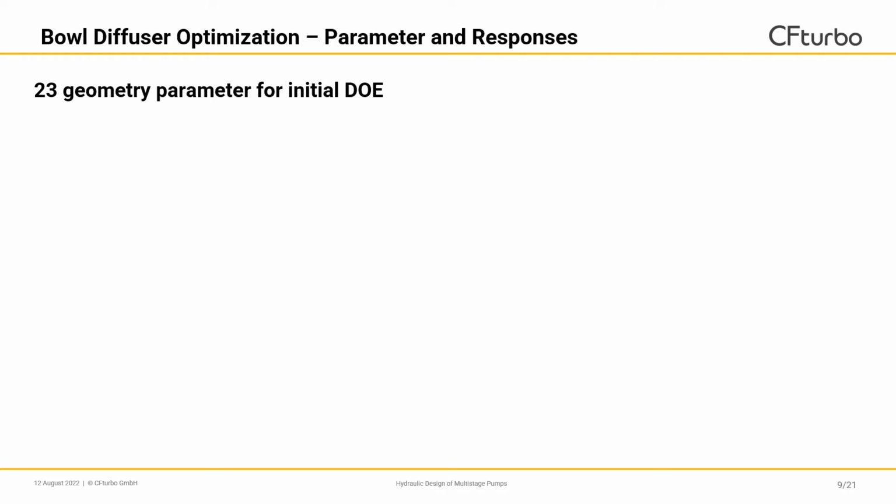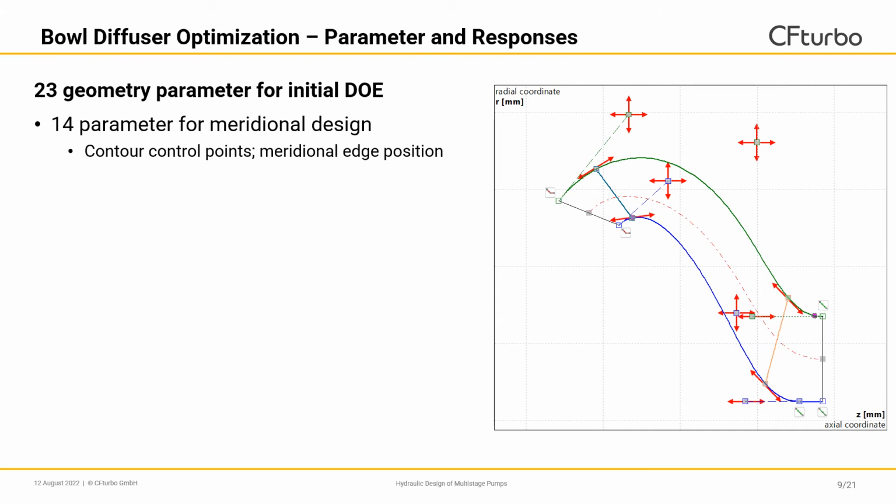We started the bowl diffuser optimization by creating an initial design of experiments, short DOE, with 23 geometry parameters. 14 of these 23 geometry parameters were used for the meridional design of the bowl diffuser. These were mainly contour control points as well as points for the meridional edge position. On this right-hand side, you can see how these control points were able to move in the meridional space.